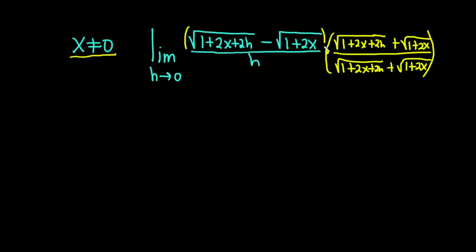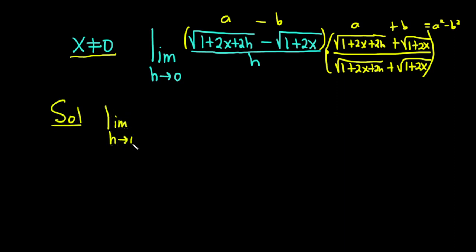The difference of squares formula says if you have a minus b times a plus b, you get a squared minus b squared. So a in our example is the square root of 1 plus 2x plus 2h, and b is the square root of 1 plus 2x. Let's go ahead and work through it. Solution. I'm going to write the limit sign again. So we have limit as h approaches 0. And our a is the square root of 1 plus 2x plus 2h.